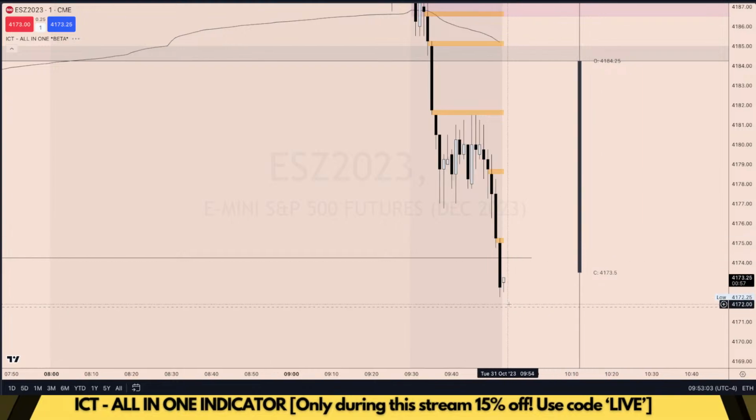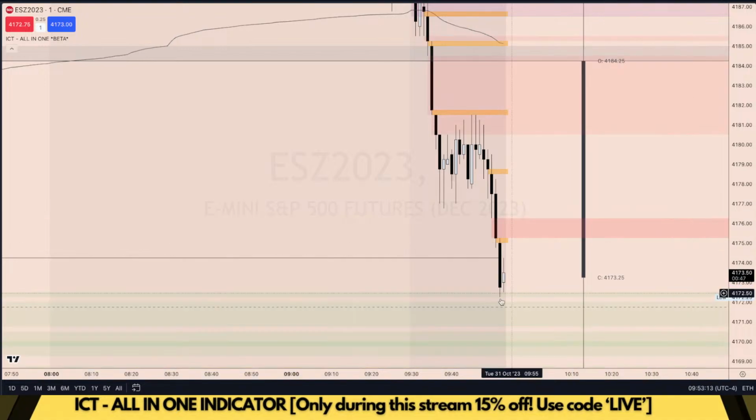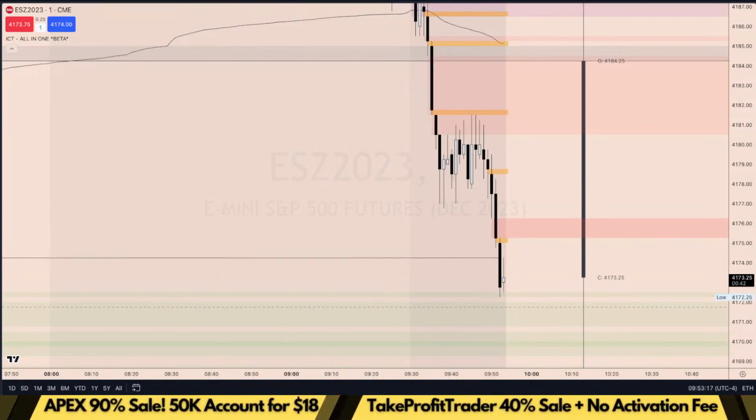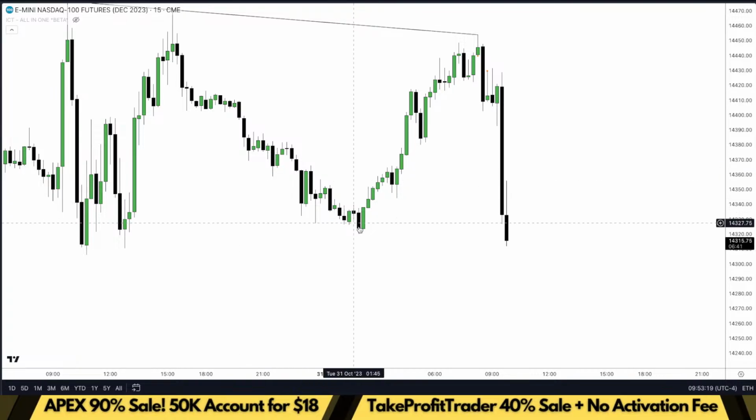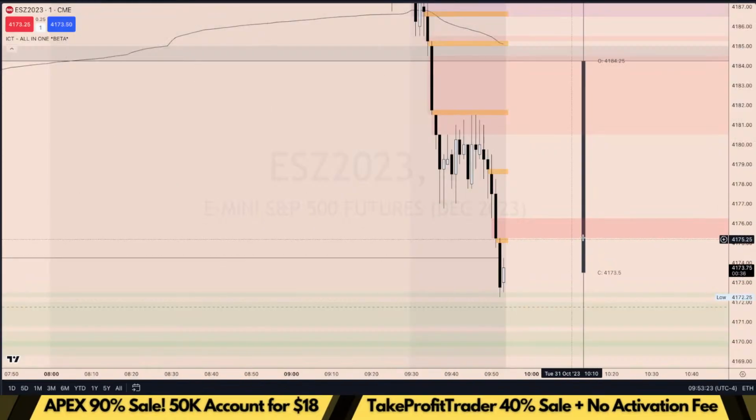Now we're just about to hit the midnight level. We took out London sell side. Hit a bullish fair value gap. Here's our bearish fair value gap. NQ took out the low of the day. Yes, did not yet. So let's see if we can just continue with the momentum.